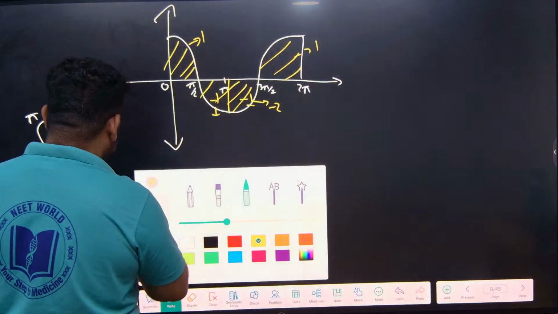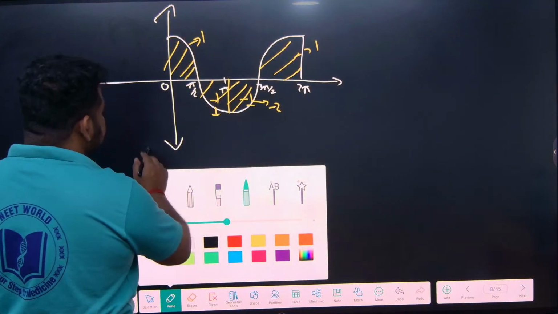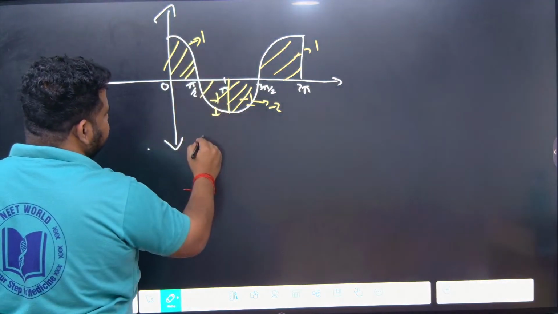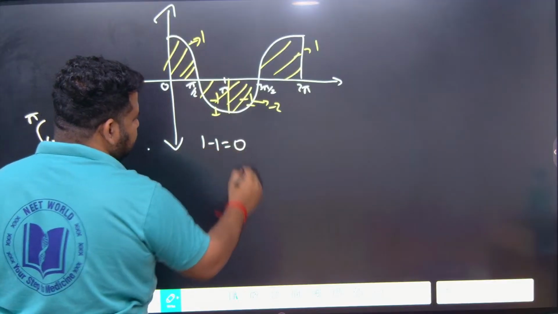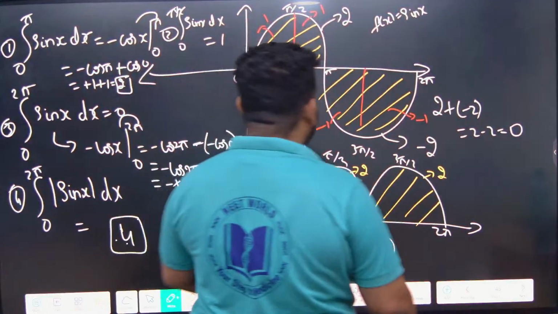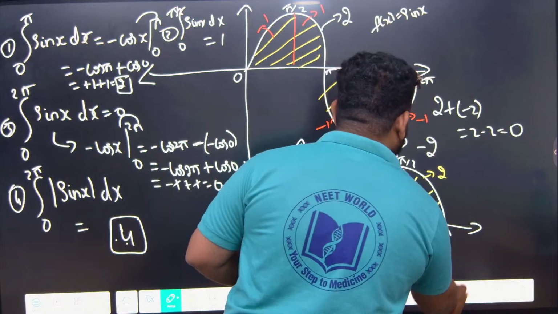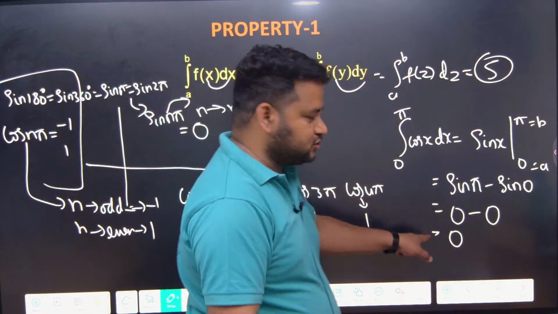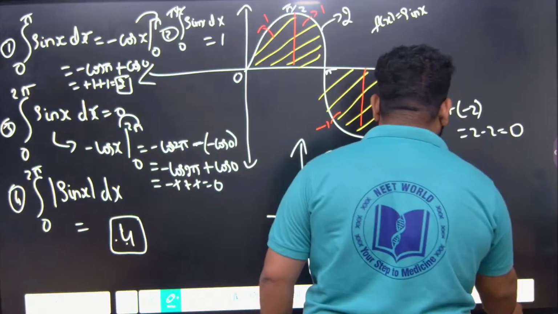So graphically, if you see, this is +1, this is -1. From 0 to pi, if you take 1 - 1, the answer will be 0. And without doing it graphically, we already got the value in the example which you took. So we got the value as 0. The integral from 0 to pi of cos x dx is 0. Now you understood why it is 0.